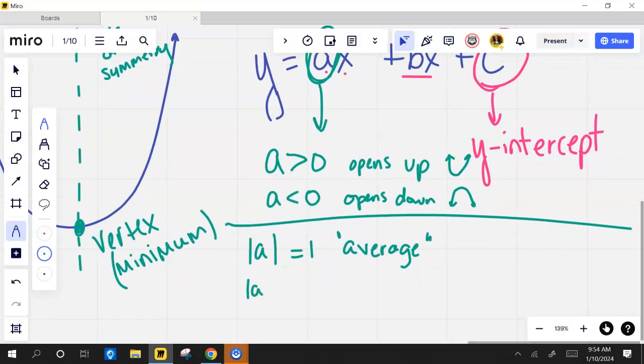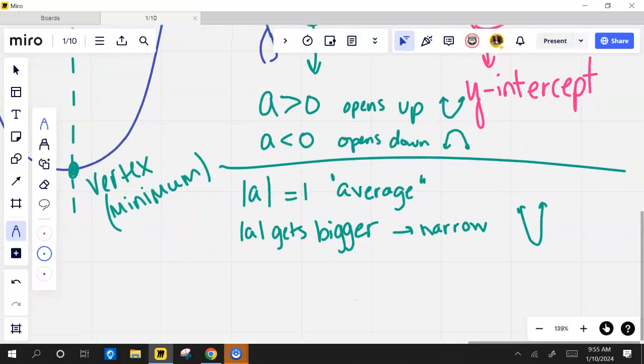It's going to be what we compare everything to is a 1. Now, as this absolute value of a gets bigger, 2, 3, 4, 5, 10, 20, 50, whatever it is, the bigger a gets, the more narrow the graph becomes. So I'd have a real skinny little parabola. And that seems the opposite of what would happen, but the bigger a gets, the more it really shrinks in that graph.